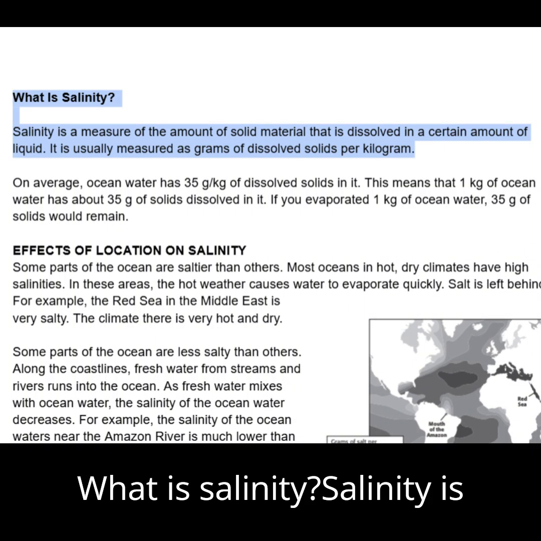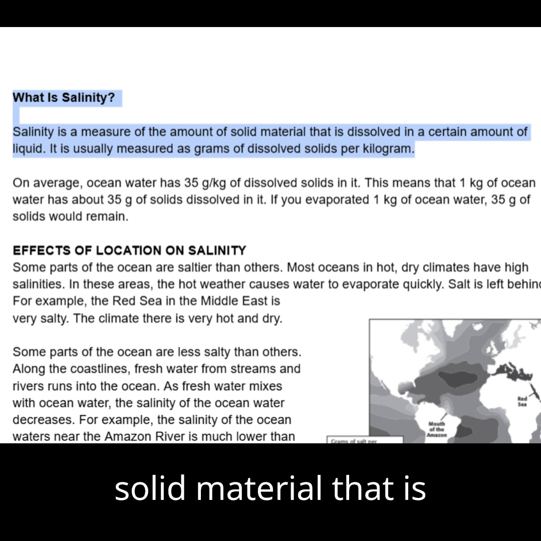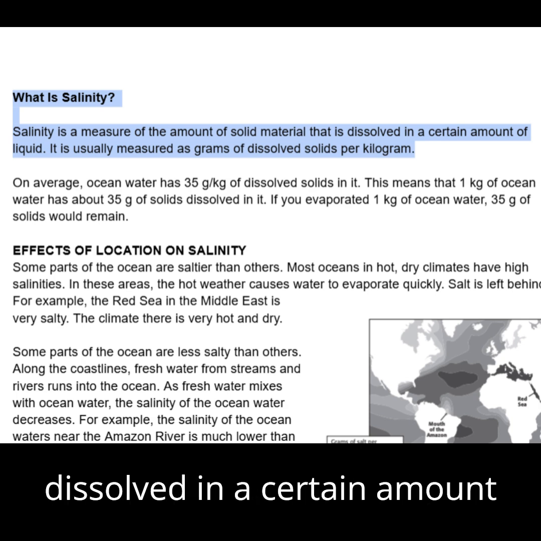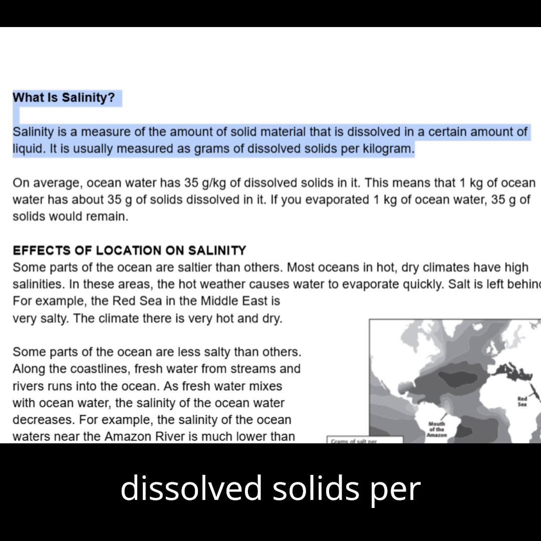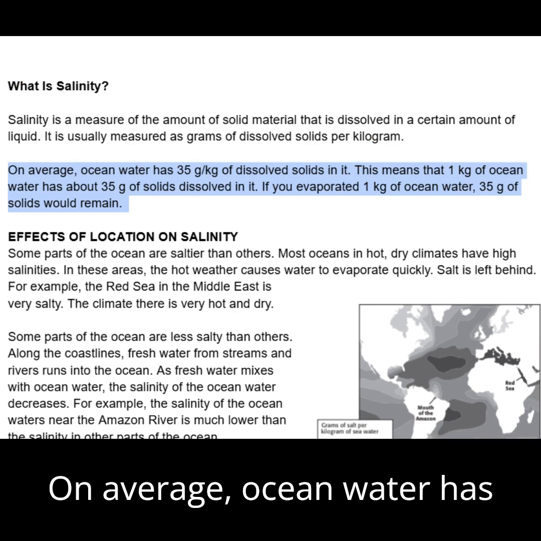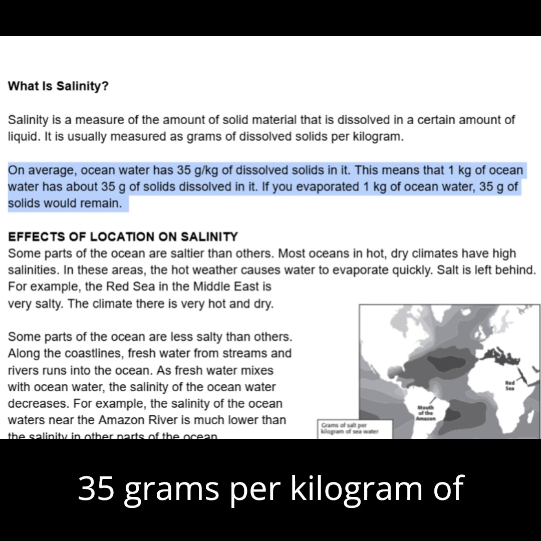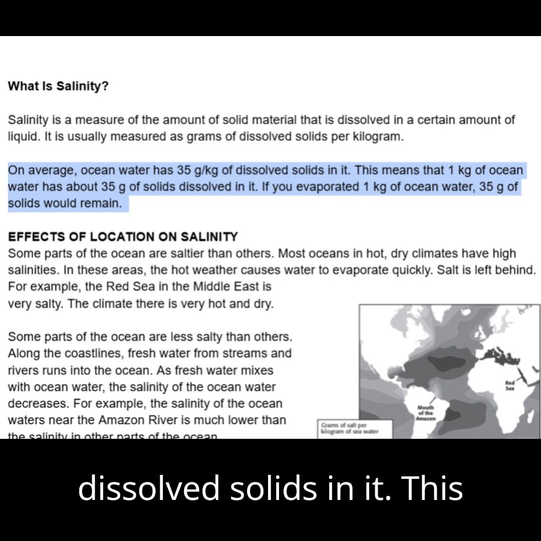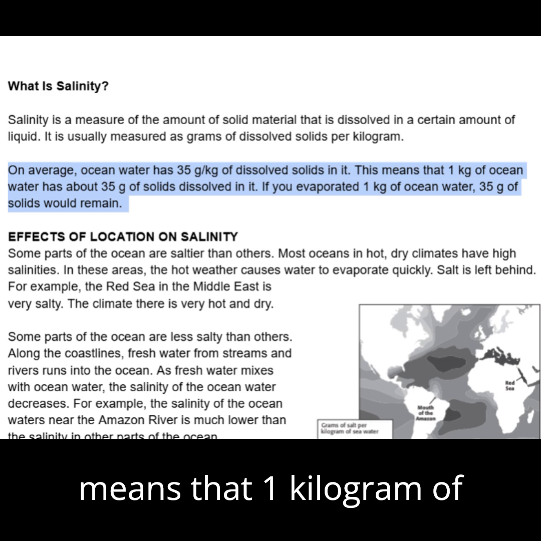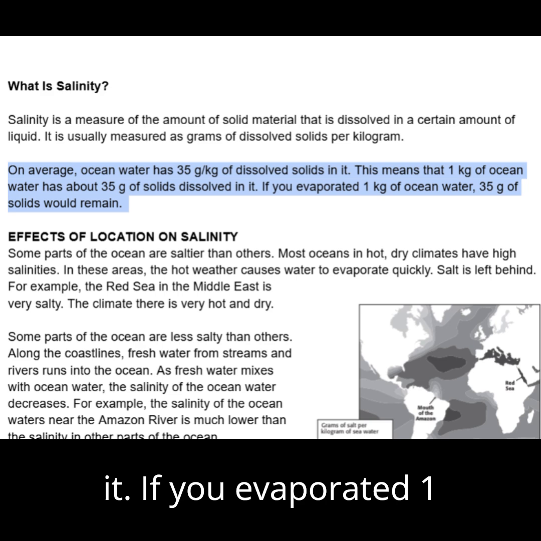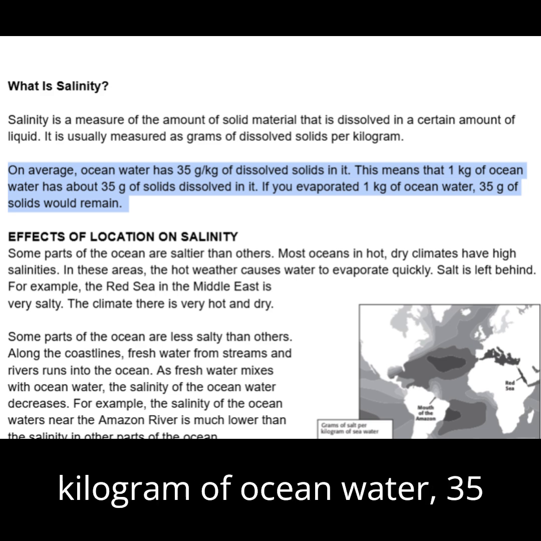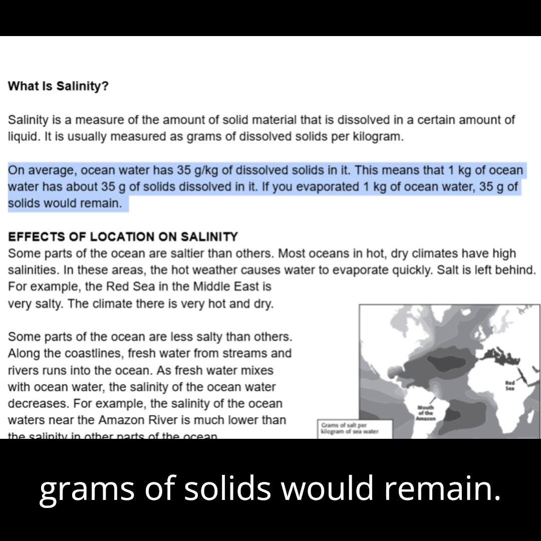What is salinity? Salinity is a measure of the amount of solid material that is dissolved in a certain amount of liquid. It is usually measured as grams of dissolved solids per kilogram. On average, ocean water has 35 grams per kilogram of dissolved solids in it. This means that 1 kilogram of ocean water has about 35 grams of solids dissolved in it. If you evaporated 1 kilogram of ocean water, 35 grams of solids would remain.